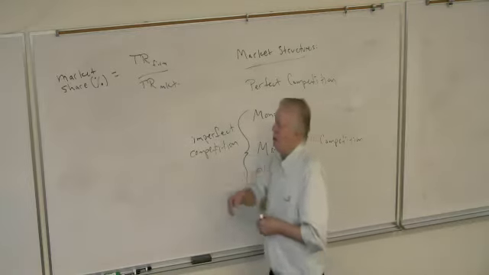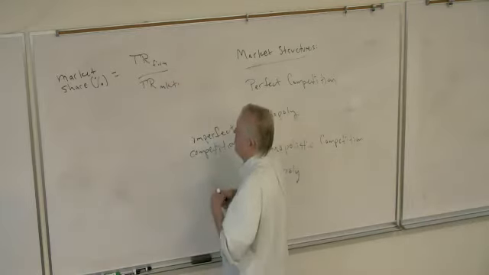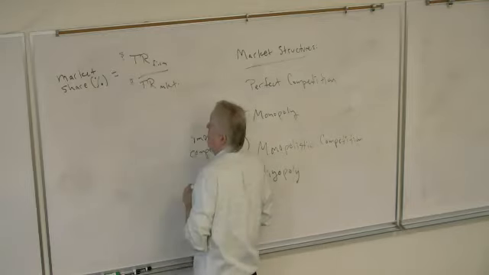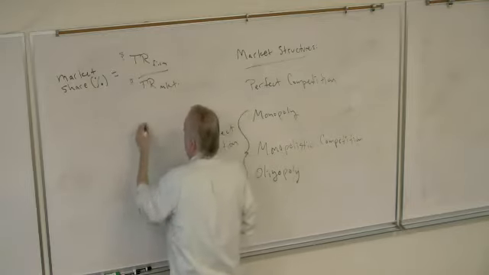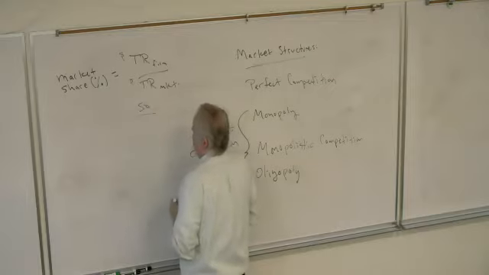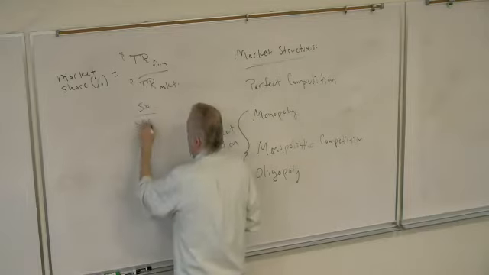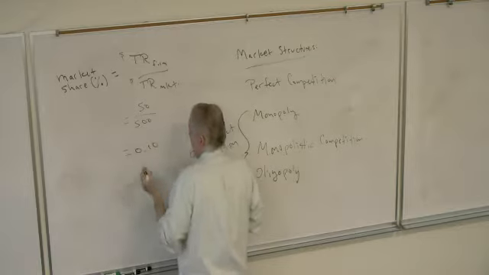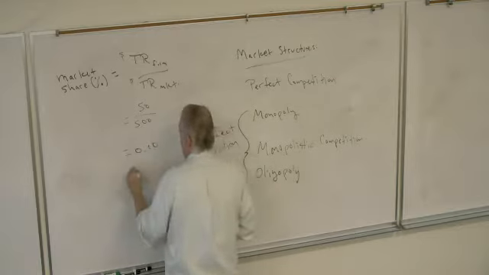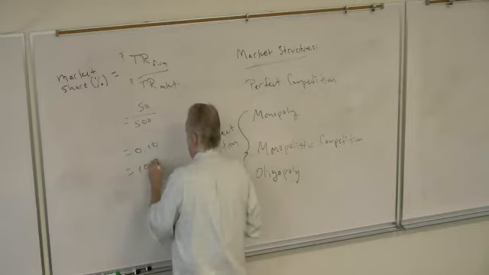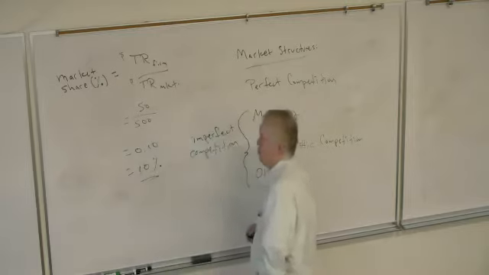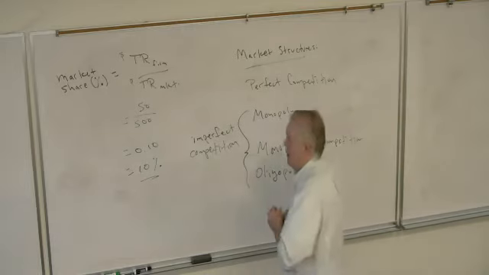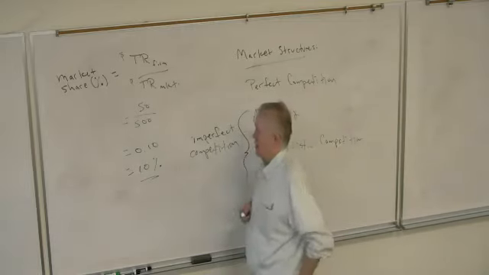So anyway, market share is simply expressed as a percentage. It's the total revenue of a firm divided by the total revenue of the market itself. Which is pretty simple. So if you have $50 of total revenue for a firm and $500 for the total revenue for an industry, then we could say that's 0.1, and multiplying by 100 gives us 10%. So we would say that firm has a 10% market share, meaning they've got one tenth of the market on the demand side. It's a very simple calculation.